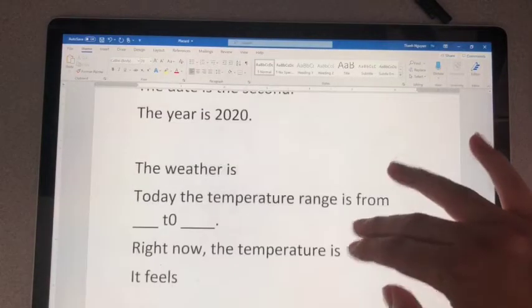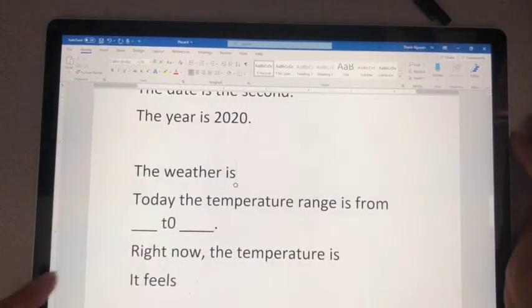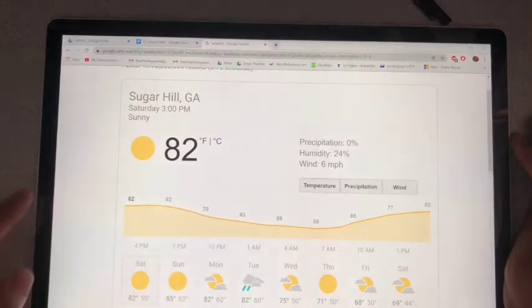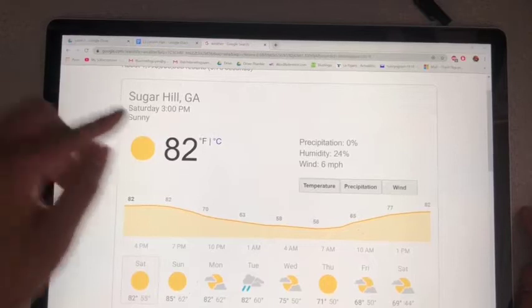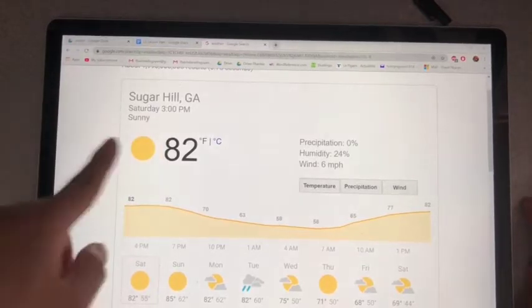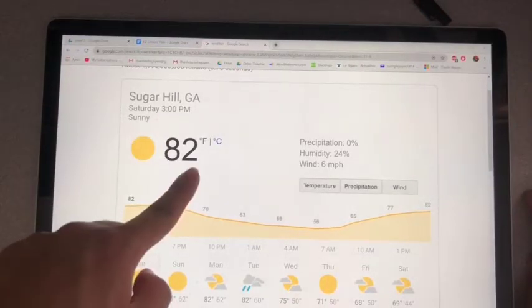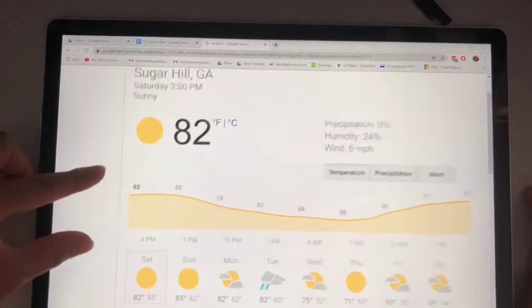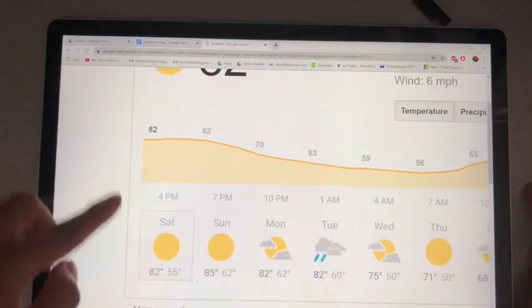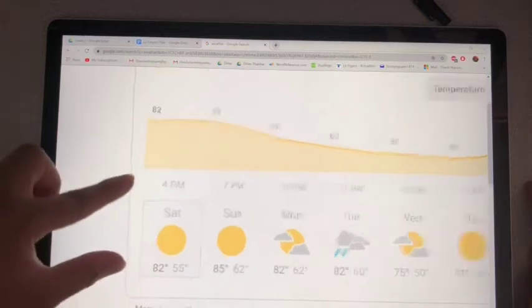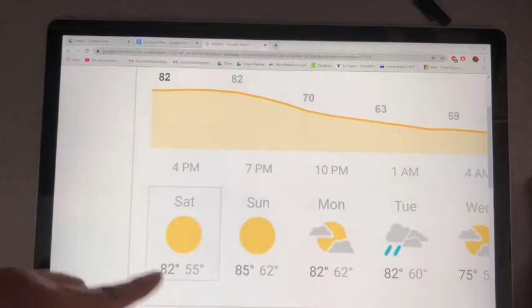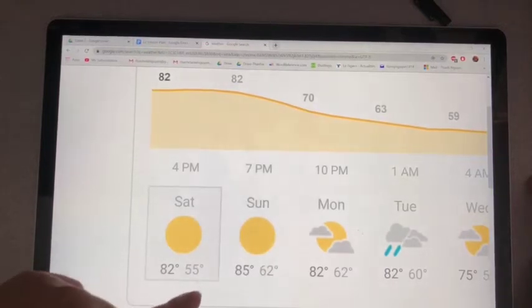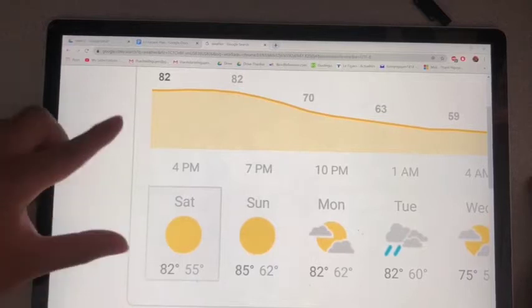The weather. Let's look at the weather for today. So today is Saturday at 3 p.m. Right now the weather is sunny. The temperature is 82 degrees. So let's look at the daily forecast down here. Today is Saturday, is sunny. The temperature range for today, the low is 55 degrees and the high is 82 degrees. The low temperature for today is 55. The high temperature is 82 degrees.